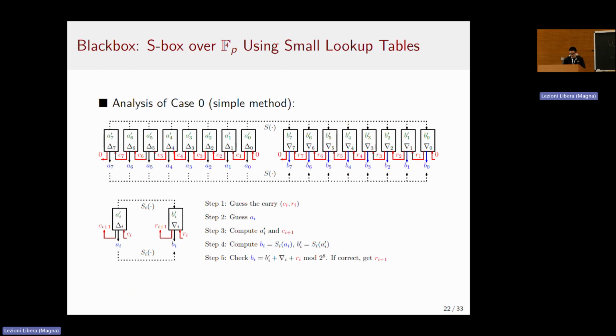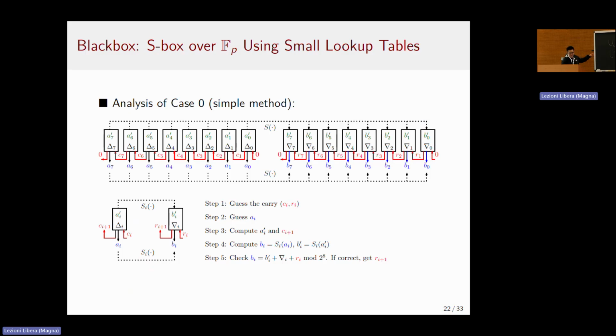So in case 1, we have A equals A prime plus delta, B equals B prime plus lambda. No modular addition is required here. So we can process each byte in a similar way. This is a very simple method. It's not written in our paper.